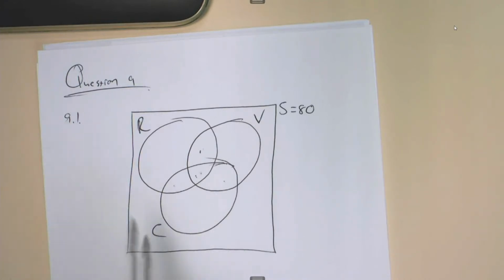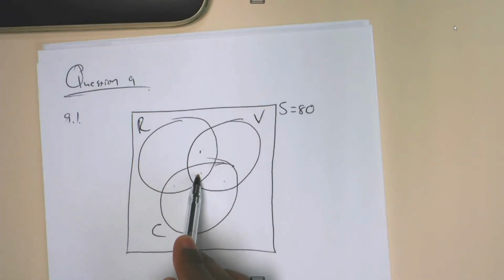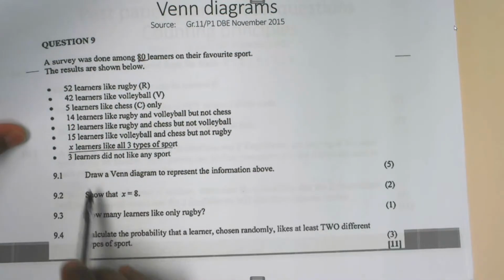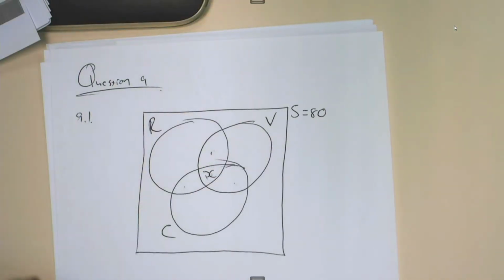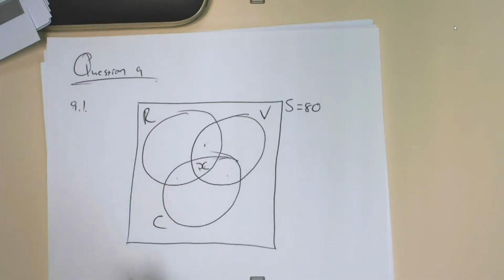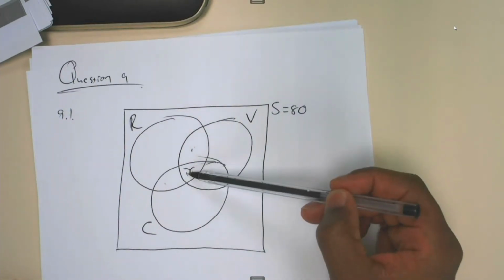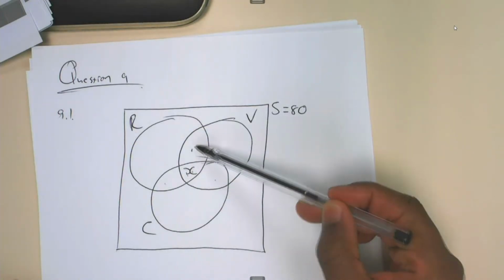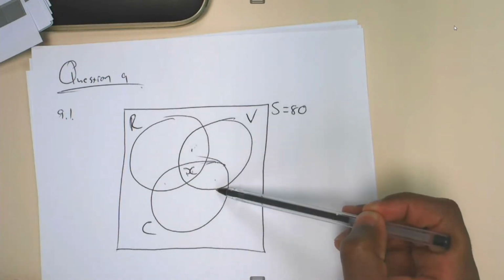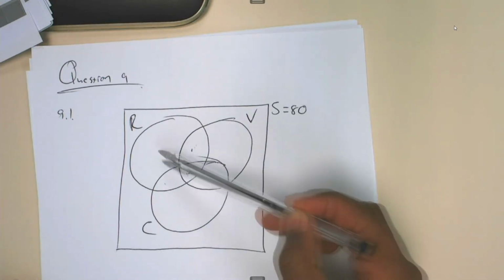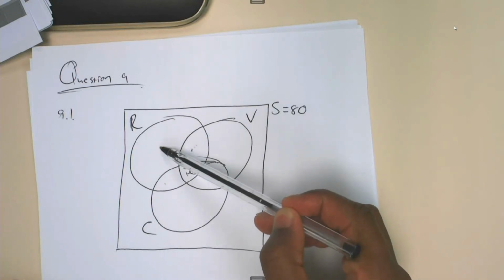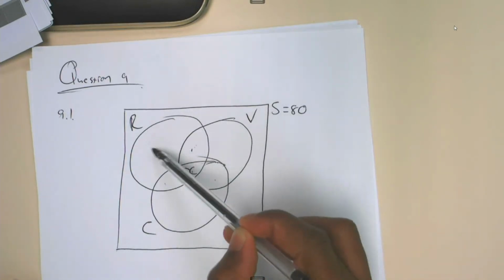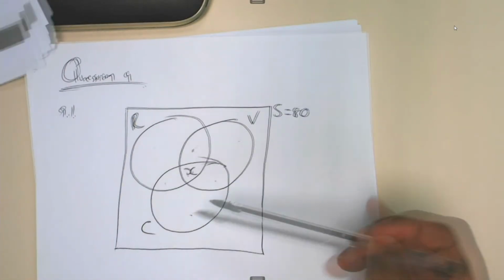It's always advisable to start with the intersection of all 3 events. And they told us here that the intersection of all 3 events has X learners. So we have X learners here. X learners play all 3 sports. And then it's always advisable to move from the inside and slowly move outward. So from the intersection of all 3 events, go to the intersection of 2 events. And then you go to the regions where learners play one particular sport, which is rugby only, volleyball only, and cricket only. Now, what are they telling us here?